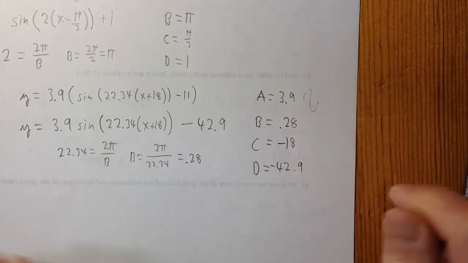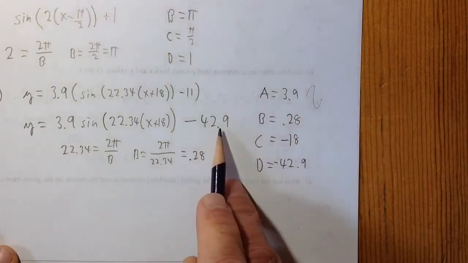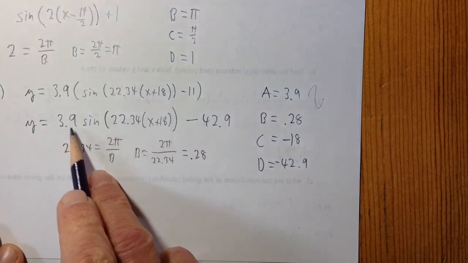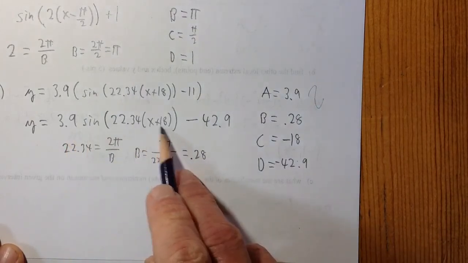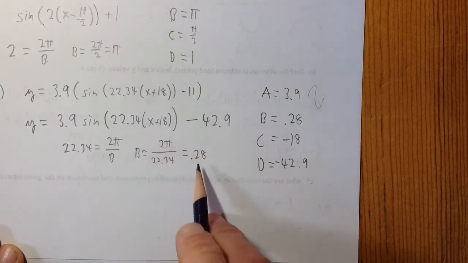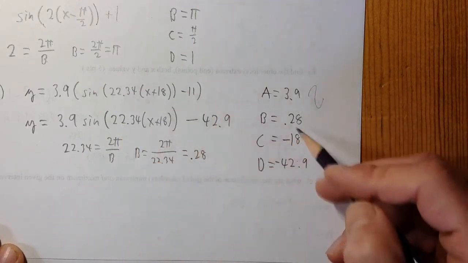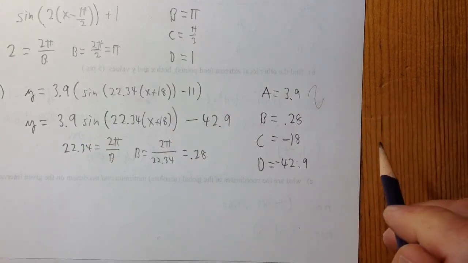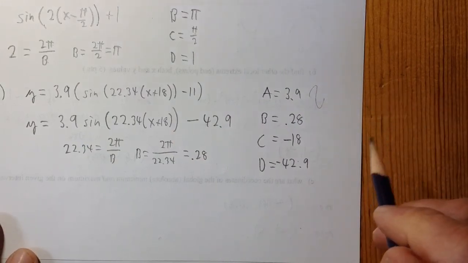Okay, so it's a little bit tricky graphing it. But when it's in this form, it makes total sense. We can totally see what the thing does. It goes up and down 3.9. It starts off at negative 18. It averages at negative 42.9. And a period takes 0.28 to make a full cycle. A full sine wave goes back and forth in 0.28. Okay, that's how you do 19.1.